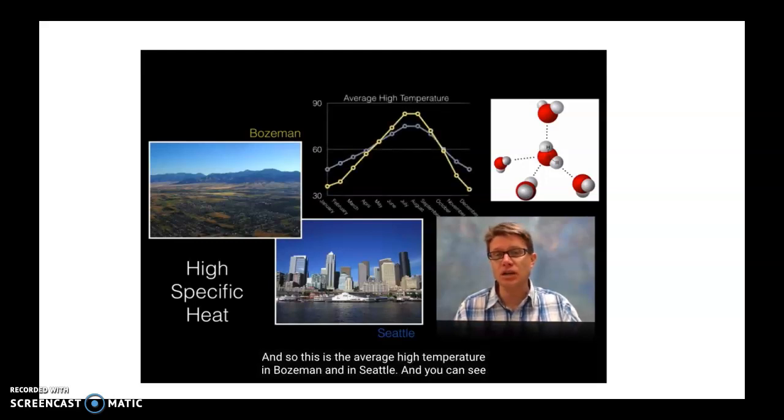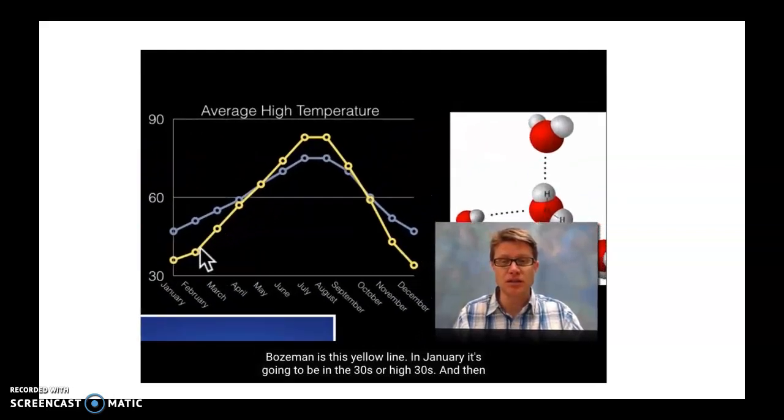So this is the average high temperature in Bozeman and in Seattle. And you can see Bozeman is this yellow line. In January, it's going to be in the 30s or high 30s. And then in the summer, it's going to be in the upper 80s, pushing 90.